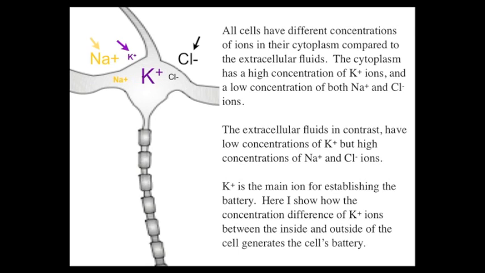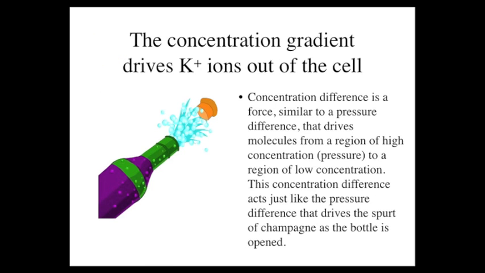Here I show how the concentration difference of potassium ions between the inside and the outside of the cell generates the cell's battery. Since the inside of the cell has a higher concentration of potassium than the outside, potassium tends to diffuse from the inside of the cell to the outside. So the concentration gradient drives potassium ions out of the cell. The concentration difference is a force.